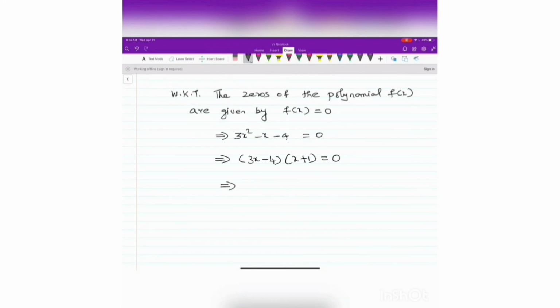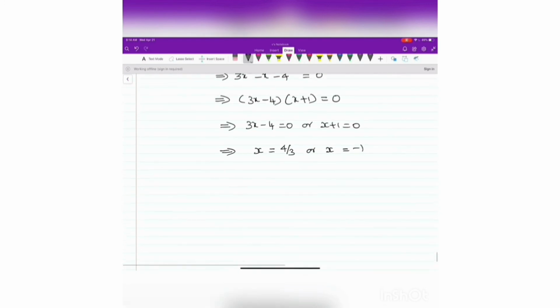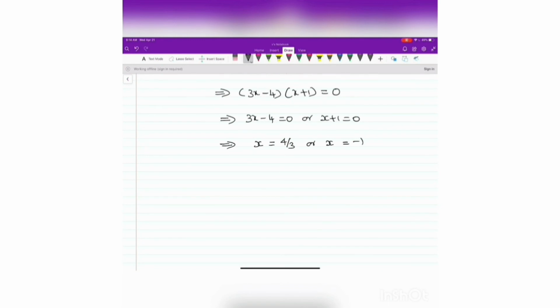This implies 3x minus 4 equal to 0 or x plus 1 equal to 0. This will give me x is equal to 4 by 3 or x is equal to minus 1. So now we got the zeros of the given polynomial. So let me write that as answer for the first part.